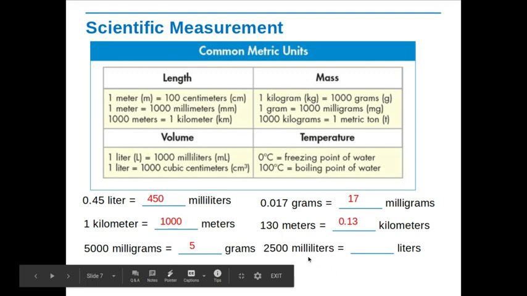Last one, 2,500 milliliters to liters. We're going from a smaller unit of measurement to a larger unit of measurement. So we are going to divide. Anytime we're going from smaller to larger, we divide. And in this particular case, we would divide by 1,000. Our answer is 2.5 liters.